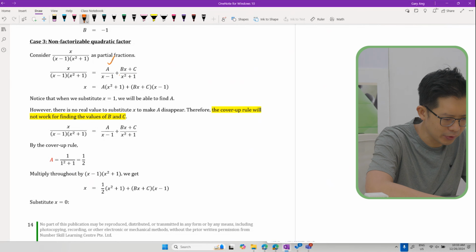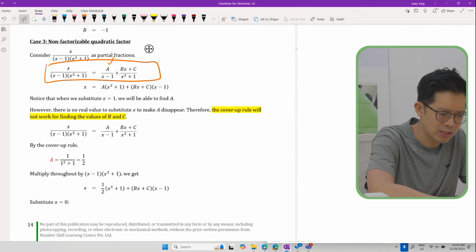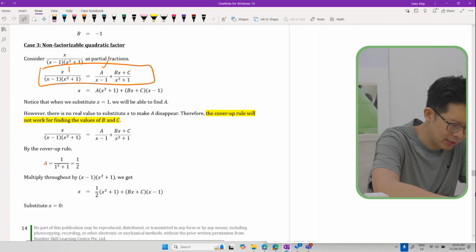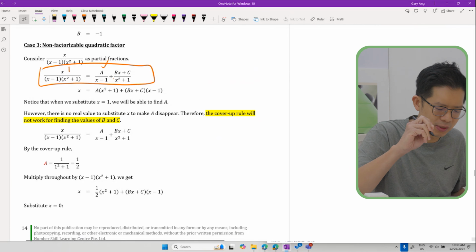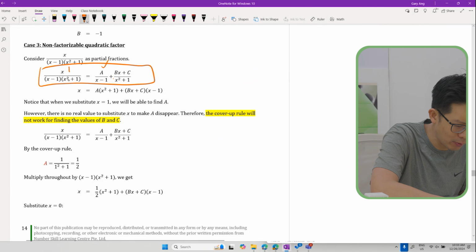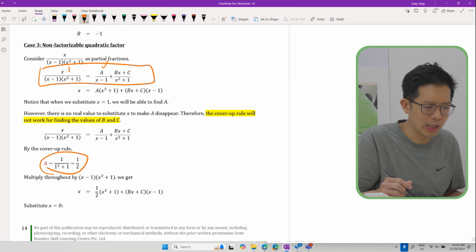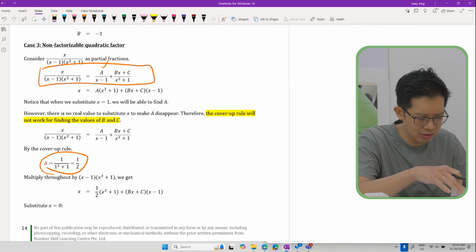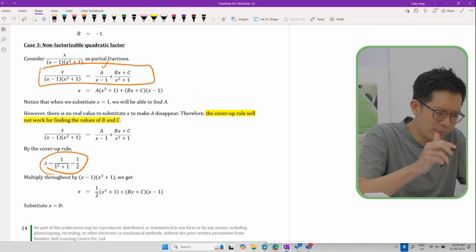So for example, in this particular question, if I want to find a, I just have to substitute x equal to 1. So x equal to 1, I'm going to get 1. This is the part that we're going to cover, because that's why we get an offensive number called denominator 0. So I'm going to put in the 1 here, and you can see that a will be equal to half. So yes, the carve-out rule works for a because a is a linear factor that looks pretty normal. It doesn't work for b and c.